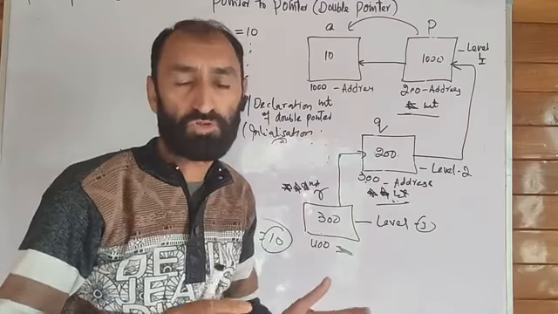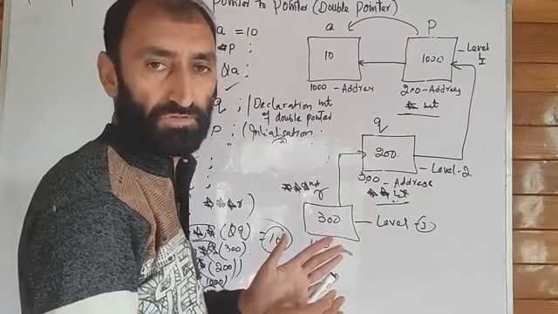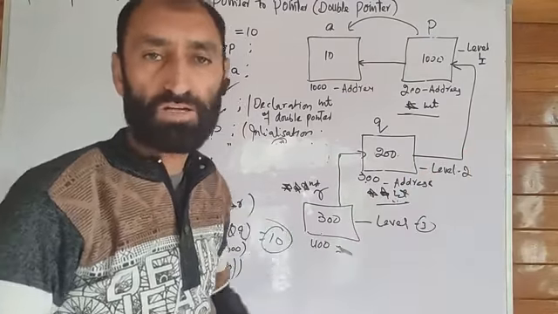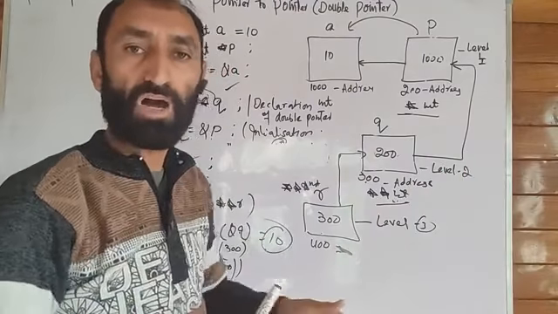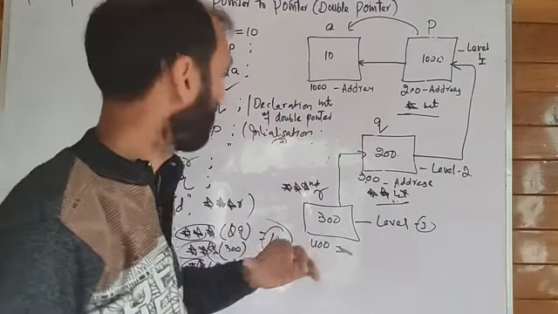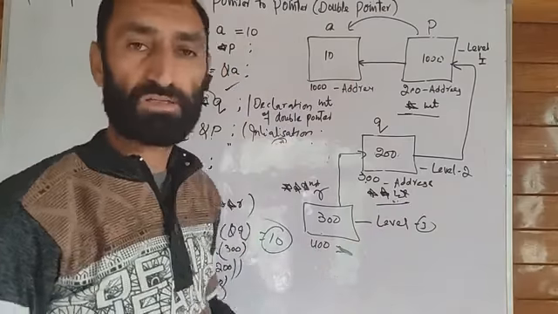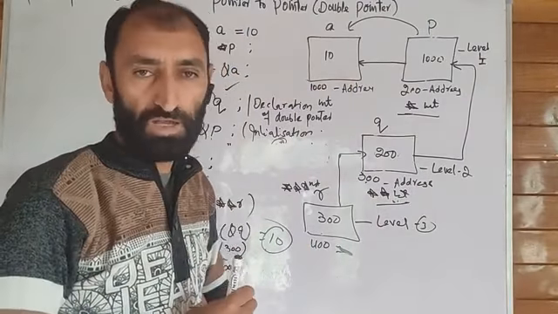Hope now I am sure you have understood how to declare a 1 level pointer, 2 level pointer, 3 level pointer, and what is pointer to pointer, and what is double pointer, and how we can access the value of the variable through the pointers.